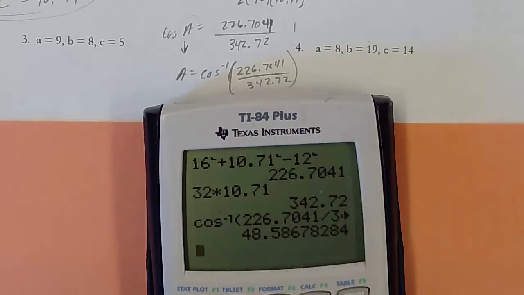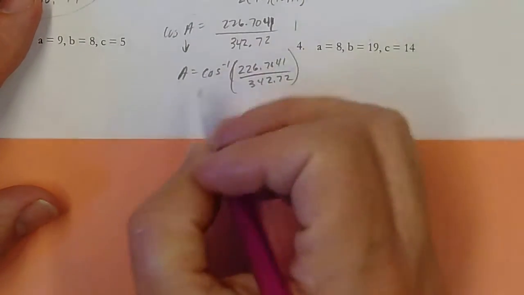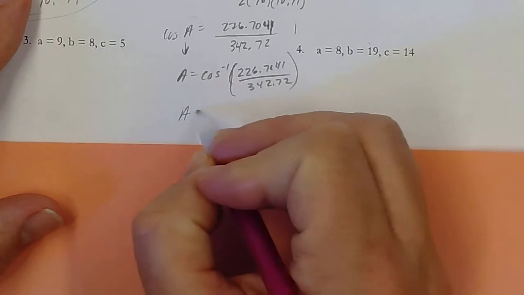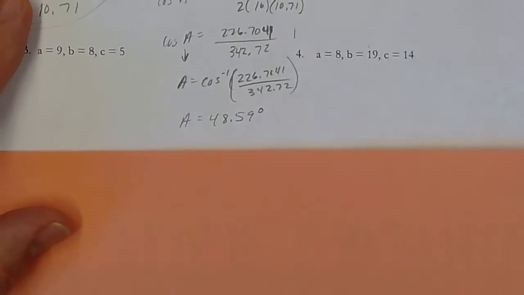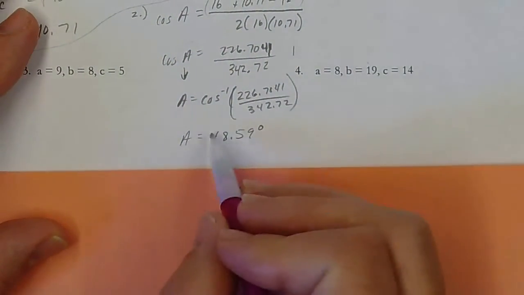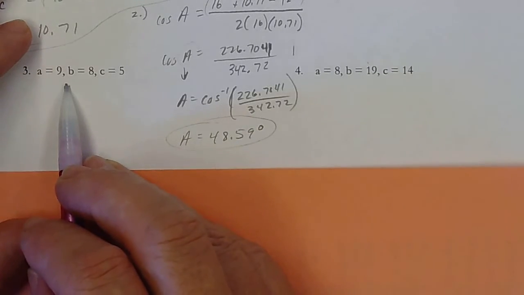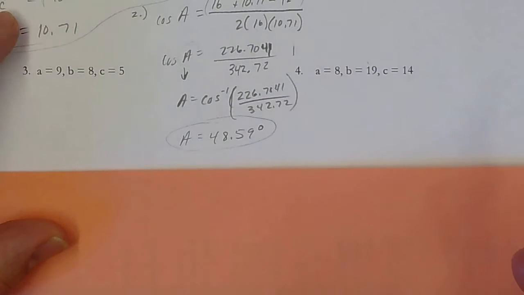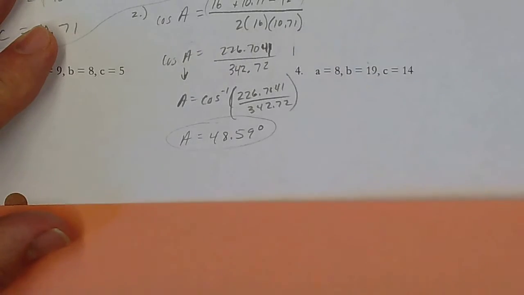All right, so I get 48.59 degrees. Takes up a little bit of room because we need to restructure this. Bumped into 3. It's example 3. Okay, so we're only missing one more thing. We're missing angle B. But now that I have 2 angles of the 3, we can just take them away from 180. We don't necessarily need fancy law of cosines.